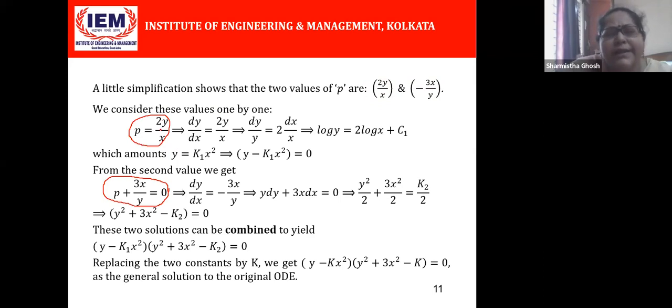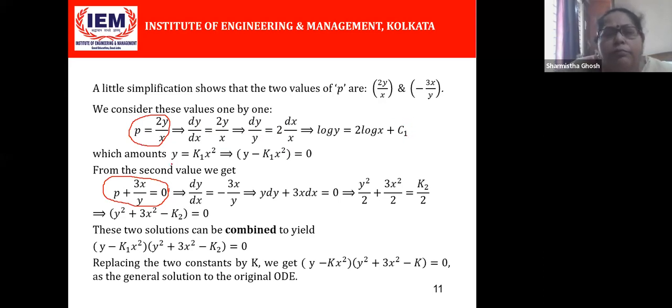So now you can see that both of them are very simple equations to be solved because p stands for dy dx. If we look into the first one, so it is dy dx equal to 2y by x. So you can just simply solve by separating the variables. dy by y is equal to 2 dx by x. So as I integrate, we will get log y equal to 2 log x plus a constant of integration.